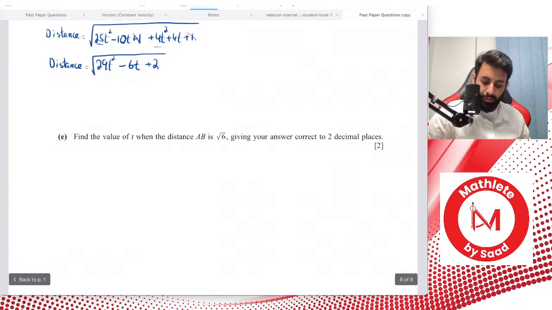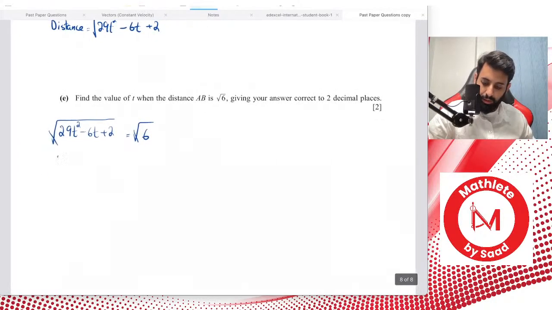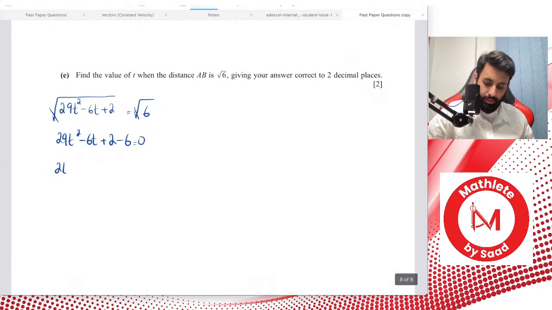Okay, then it says find the value of t for when the distance AB is root 6. So now we have the distance in terms of t. One thing you should know about t is that it's always positive because time, as we know, is always positive. So square root of this distance is equal to square root of 6. Now we have ourselves a quadratic equation which we're going to solve. So 29t square minus 6t plus 2 minus 6 equals 0. And let's solve this. So 29t square minus 6t minus 4 equals 0.